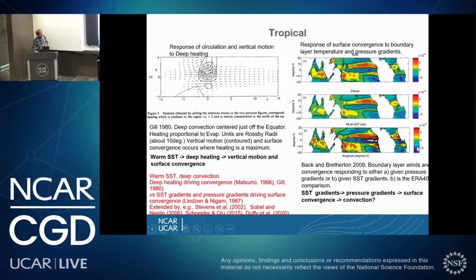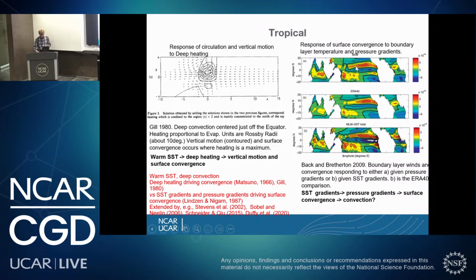And then another viewpoint, and it dates back to Lindzen and Nigam, 1987, but this is from a paper by Back and Bretherton, 2009, kind of updating it, is that the surface convergence can be driven from the surface from SST gradients and boundary layer gradients. And just to illustrate that, I think if you start in the middle, the colors are convergence from ERA-40, near surface convergence.